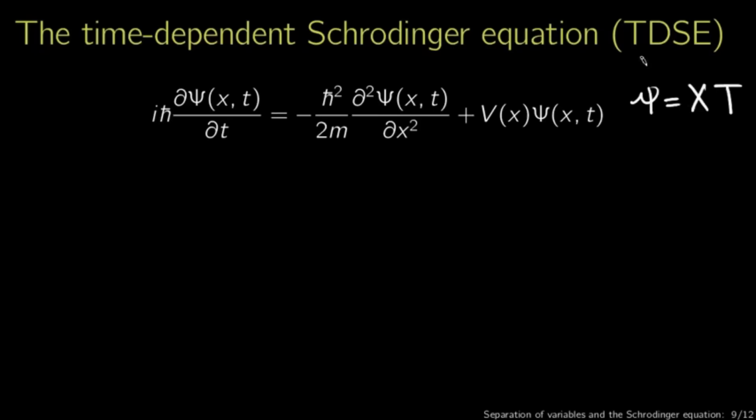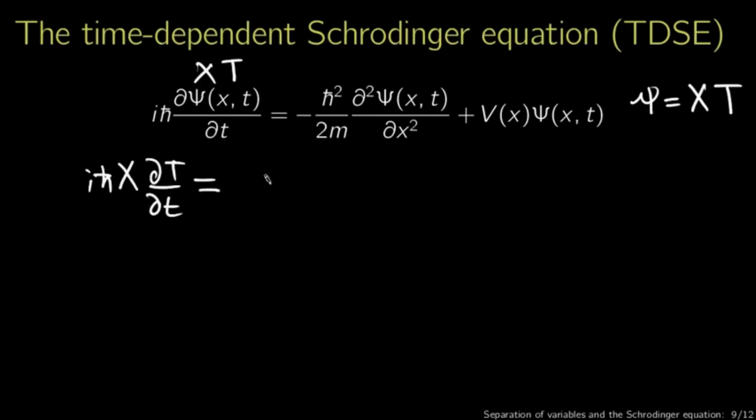If I substitute psi equals XT into this equation, you get pretty much what you would expect. I h bar. Now when I substitute XT in here, big X is a function only of position, so I don't need to worry about the time derivative acting on big X. So I can pull big X out, and what I'm left with then is a time derivative of big T.